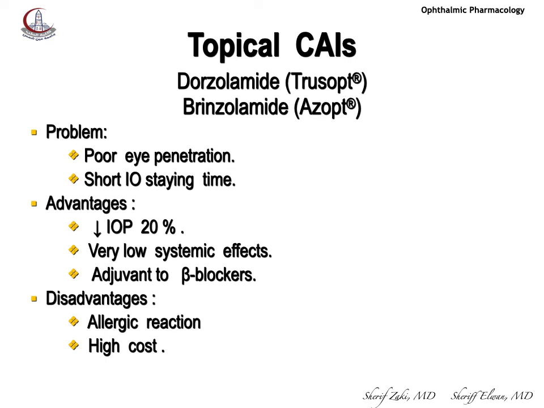Topical carbonic anhydrase inhibitors are dorzolamide, or Trusopt commercially, and brinzolamide, which is Azopt commercially. They have the problem of poor eye penetration with short intraocular staying time. But their advantages are decreasing the intraocular pressure by 20% with very low systemic effects, and their ability to be used as adjuvant to beta blockers. Their disadvantages are allergic reaction and the high cost.